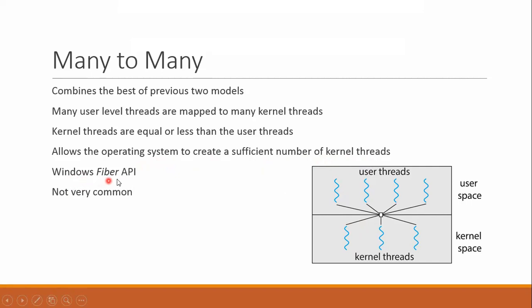Windows provides the Fiber API to create user level threads, multiple user level threads. However, it is not a very common model. There are very few systems that use this model.